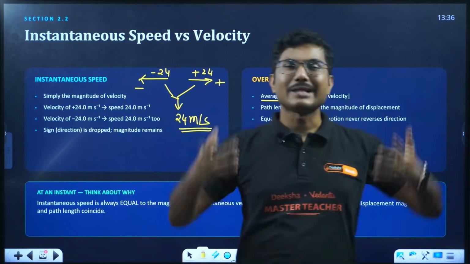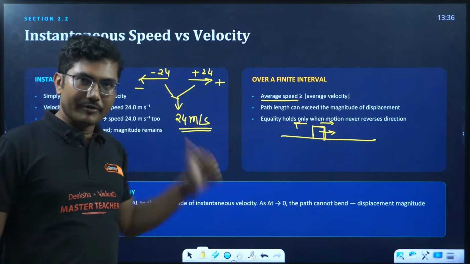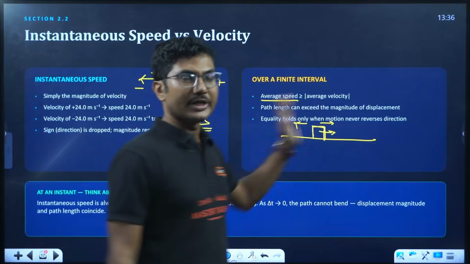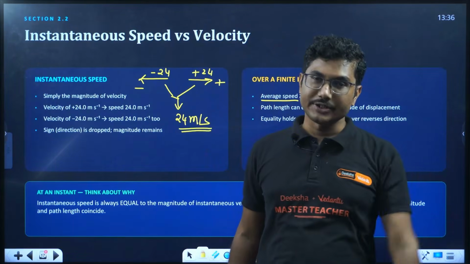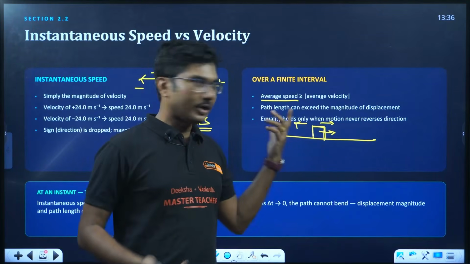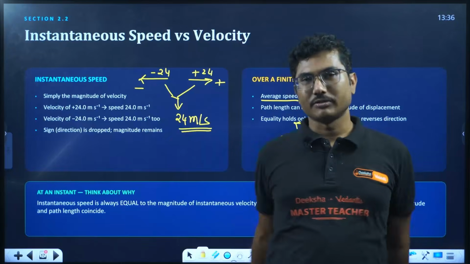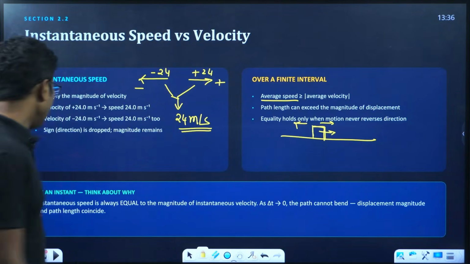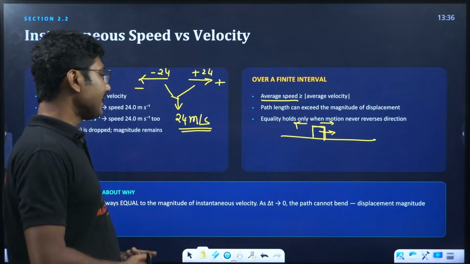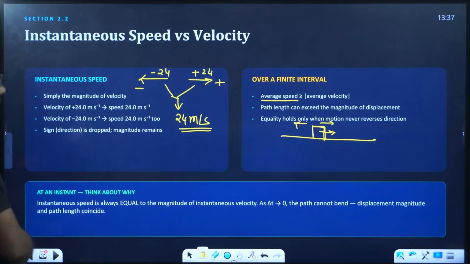So distance and displacement are different quantities. That's why average speed is always bigger than average velocity. It can be equal only if the object is moving in a particular direction without changing its direction of motion, or the object is static. That is also a case where the object is not moving: speed is 0, velocity is also 0. Instantaneous speed is always equal to the magnitude of instantaneous velocity. At delta t equals 0, the path cannot bend, and the magnitude of displacement and path length coincide.